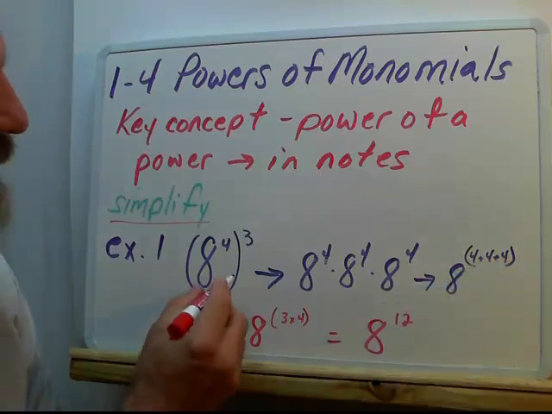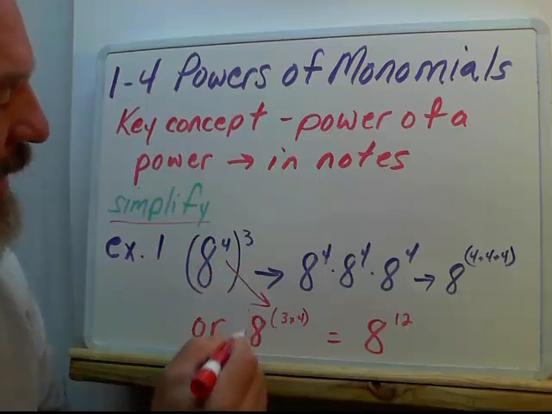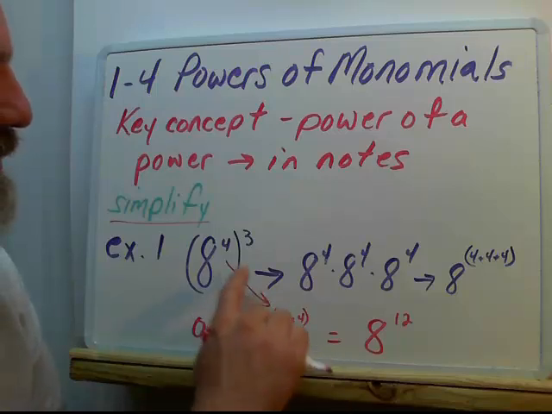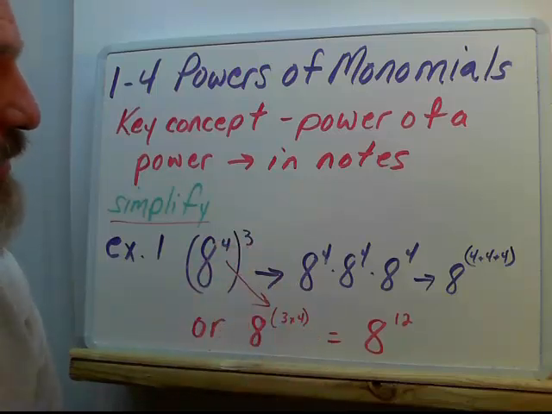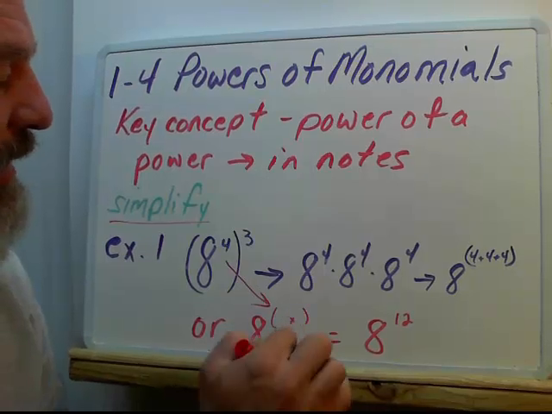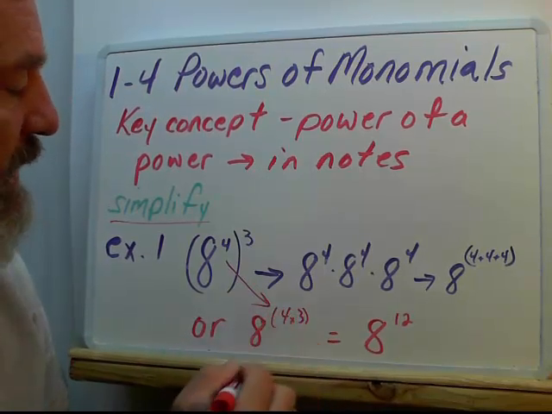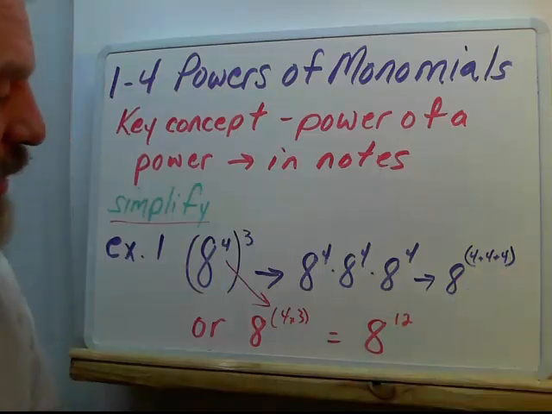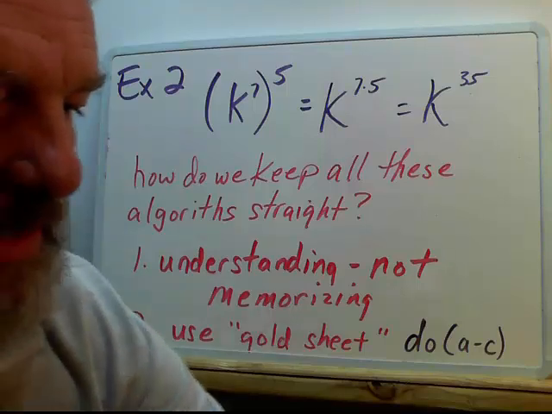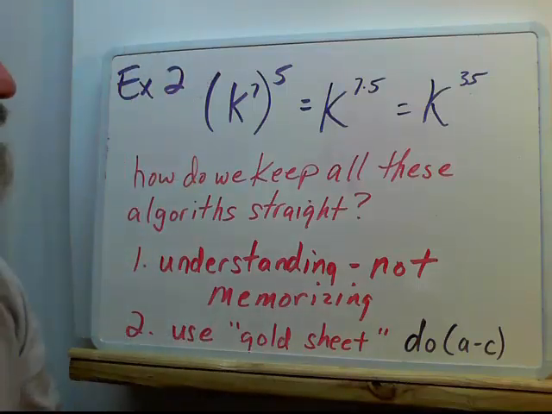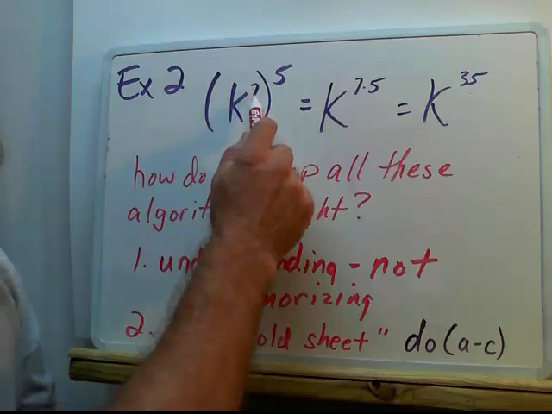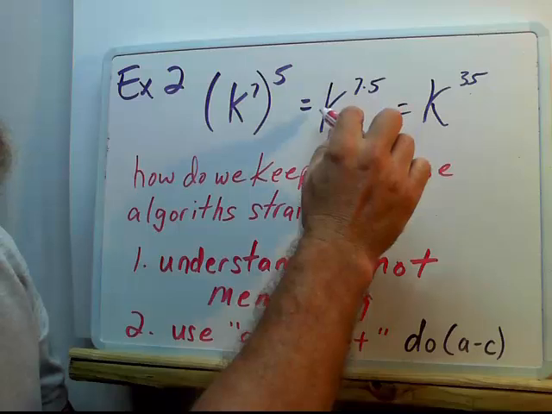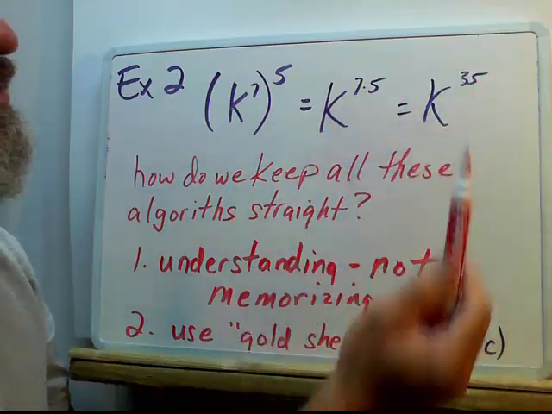But what I'd like you to eventually jump to is recognizing, because it's a power of a power, in this case, we're going to just say 4 times 3. The way I wrote it was 3 times 4. Let's make that 4 times 3. And we get 8 to the 12th power, which of course is the same thing we had here, 8 to the 12th power. Let's do one more sample here. Example 2, k to the 7th power to the 5th power. So that's k to the 7 times 5, or k to the 35.